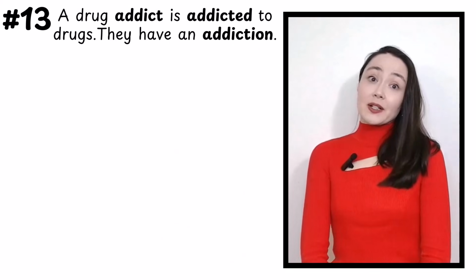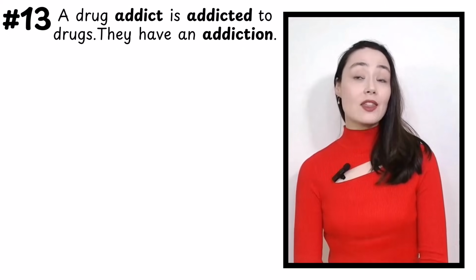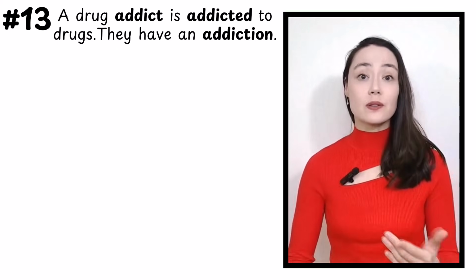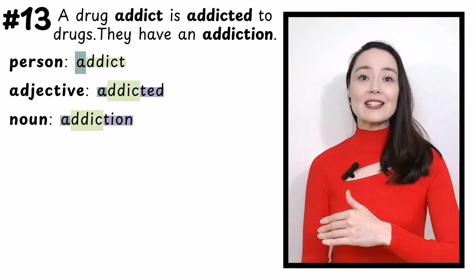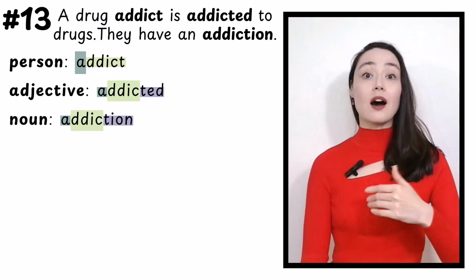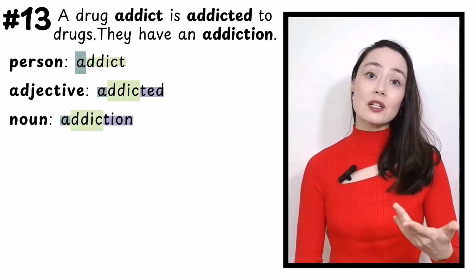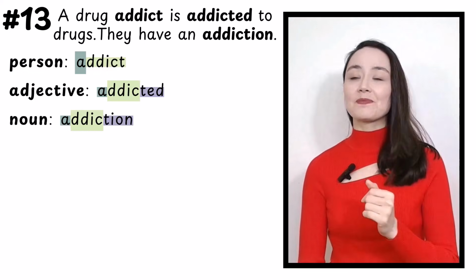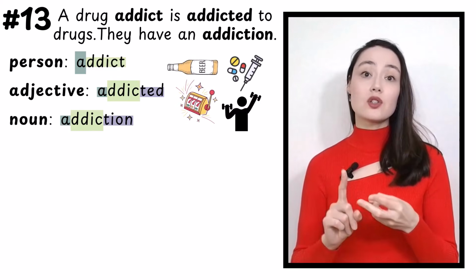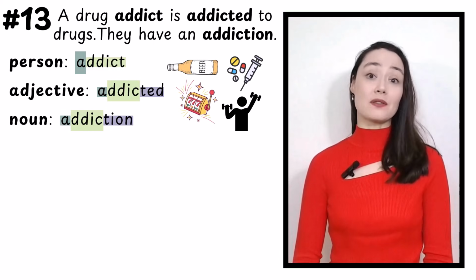I have a serious one here. A drug addict is addicted to drugs. They have an addiction. They cannot stop. They have no control. The person is an addict. The adjective is addicted. The noun is addiction. What kind of things can people be addicted to? Alcohol, drugs, gambling, even exercise? There are so many types of addictions.